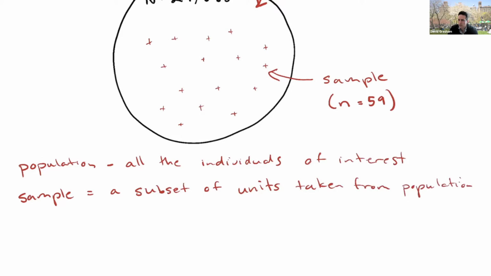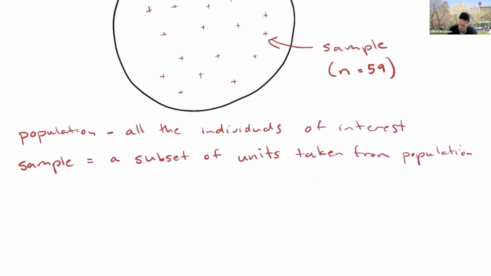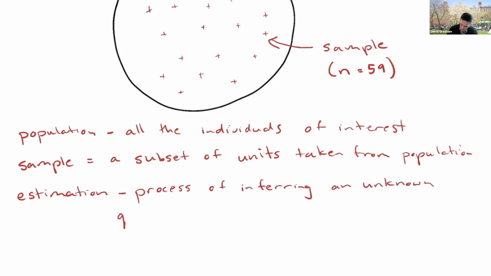And then the process that we're going to undertake is one that is known as estimation. So this is the process of inferring an unknown quantity of a population using the sample data.